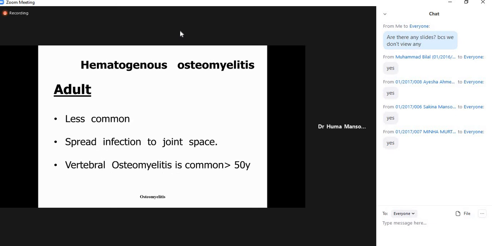In adults, hematogenous osteomyelitis is less common. I told you it's mostly direct, and it usually gains entry directly. So it spreads infection directly to the joint space. And vertebral osteomyelitis is more common in people more than 50 years of age.